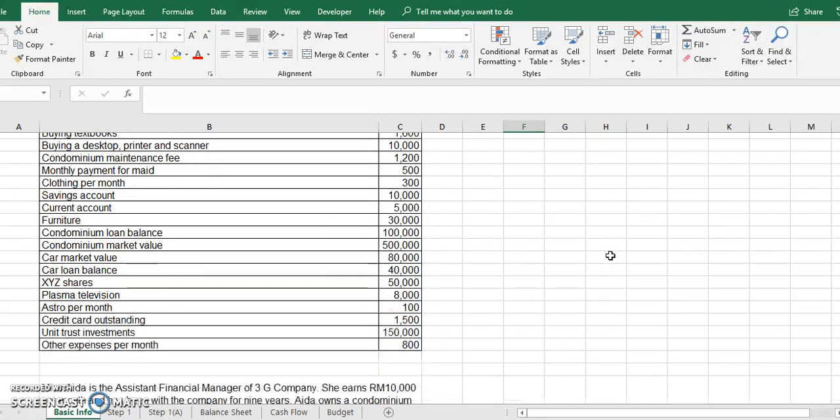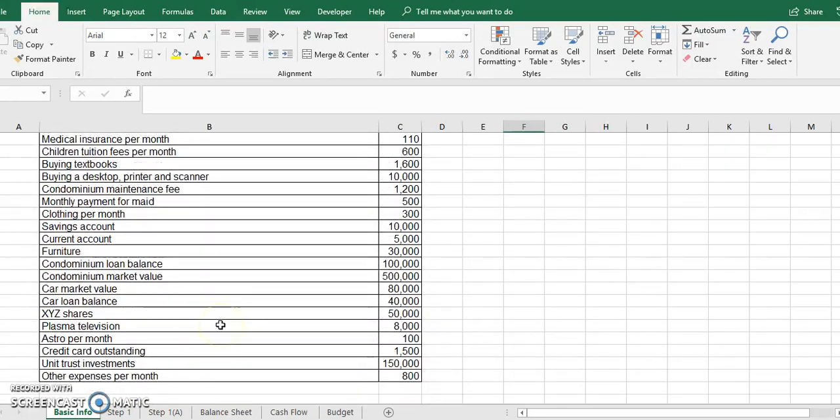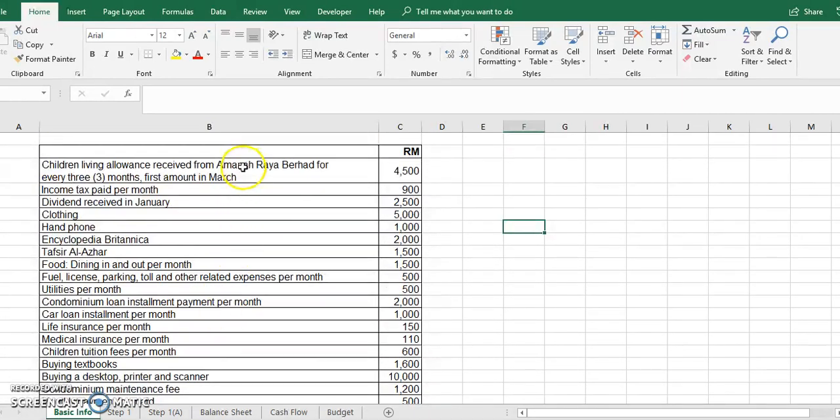Okay, so this is the IDA case. She's a financial manager, earning roughly about 10,000. Before we go any further, make sure that you read all the information here. So in this case, what matters is the salary, and then she pays for the 500,000 over here. So this is something that you will have to consider. This is the item that we have to take care of.